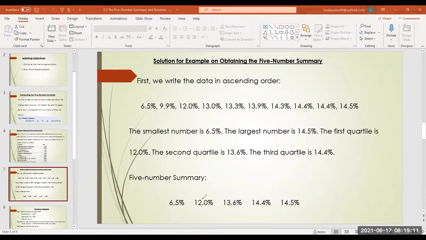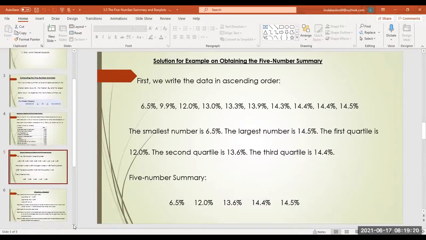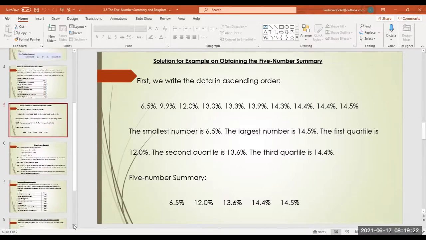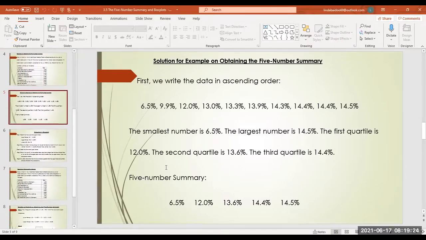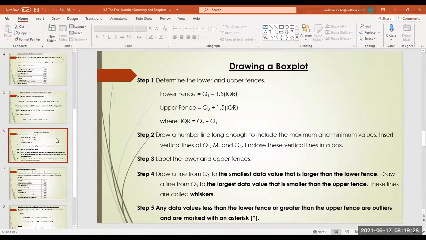Smallest data value, then Q1, Q2, Q3, and the largest data value. Very simple. If such a question is on the exams, we should all be able to do it. It's not that difficult. So after we have gotten our 5-number summary, we can use that 5-number summary and other information to draw what we call a box plot.